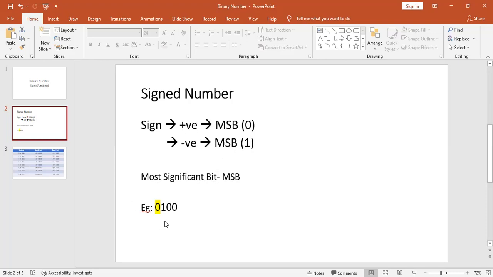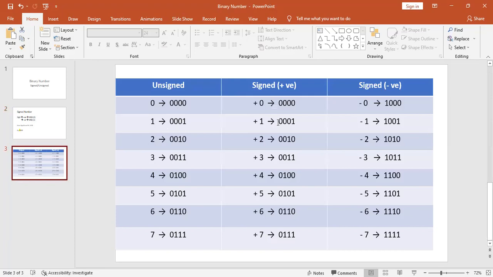So I repeat again, the bit on the furthest side of the whole number is called the MSB, the most significant bit. If that bit is 0, it is positive. If that bit is 1, it is negative. To understand this concept a little better, let us go through this table. Have a look at it for 2 seconds just to understand it better.